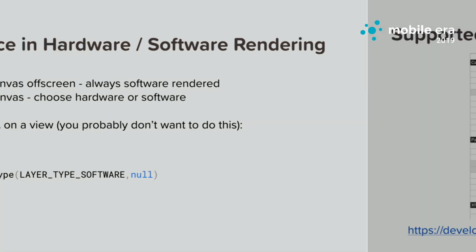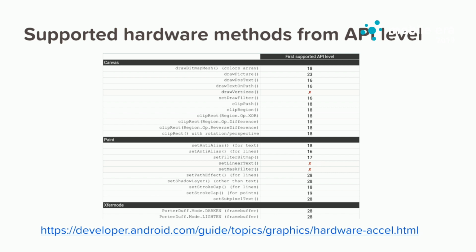Okay, but now let's get back to this paint issue, right? We've got this method that works on a paint object, but it only works on text. It doesn't work on bitmaps. It's very confusing. So there is a guide online, or I won't say guide, it's just a table, but it shows you the supported hardware methods from a certain API level. So even though the methods exist on the canvas or on a paint object, it doesn't necessarily mean it's going to render on screen, okay? It's also not going to crash in certain stages.